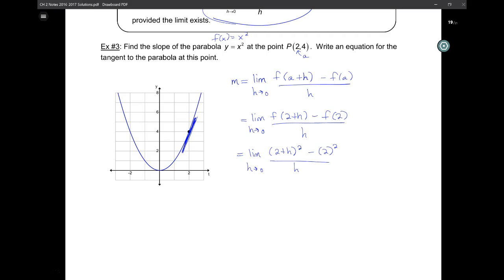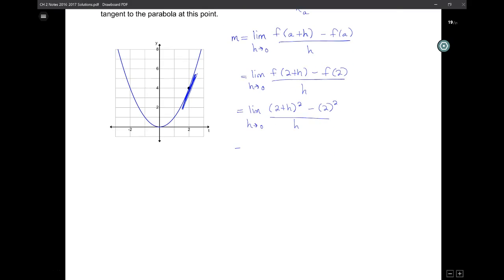What is f? Well, I didn't have it defined as f. I had it y equals x squared. So composition of functions means whatever I have inside the parentheses, that's what I replace for x. So 2 plus h gets squared, and then minus 2 squared. Now, of course, we already have the y coordinate is 4. I'm just showing you that when we plug that in, that's how we get that.